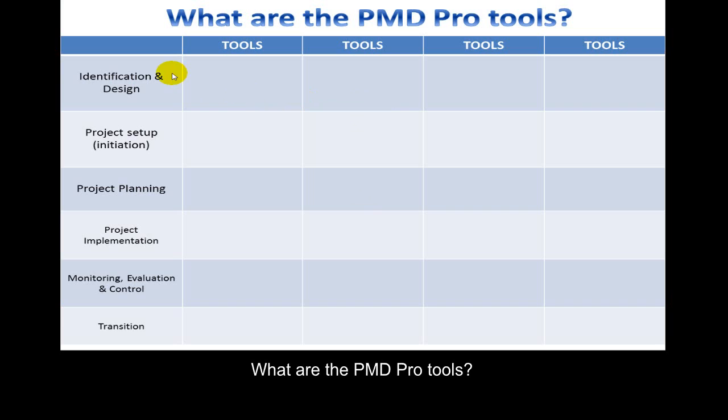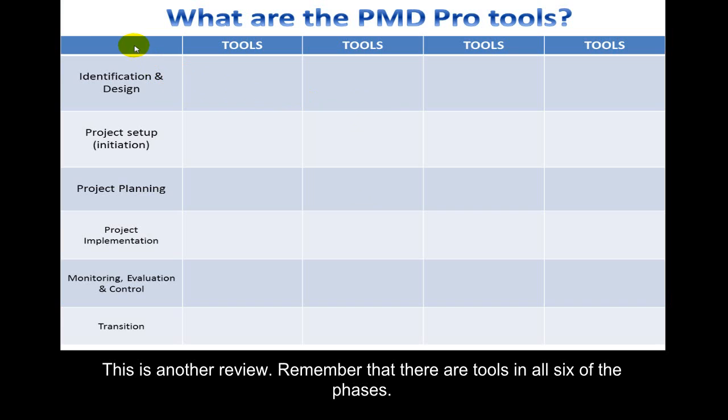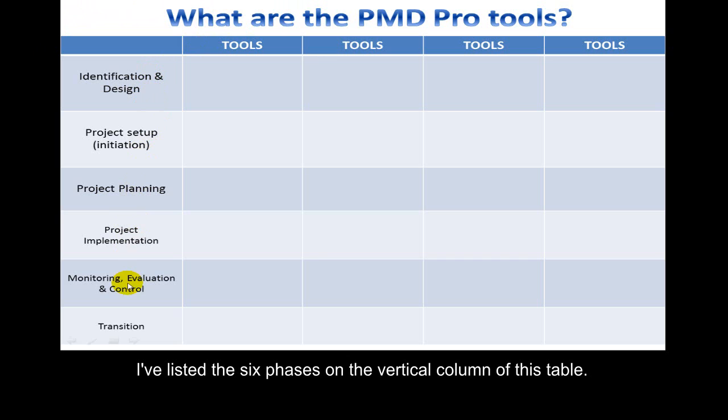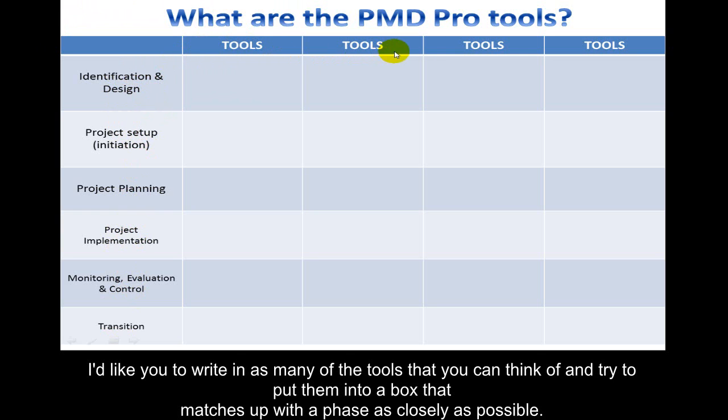Now let's talk about what are the PMD Pro tools. This is just another general review, and remember that there are tools in all 6 of the phases. So I've listed the 6 phases on the vertical axis, the vertical column of this table here. And what I'd like you to do now is to write in as many of the tools that you can think of and try to put them into a box that matches up with the phase as closely as possible.